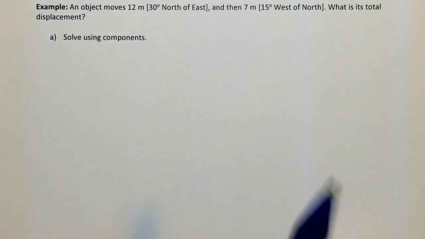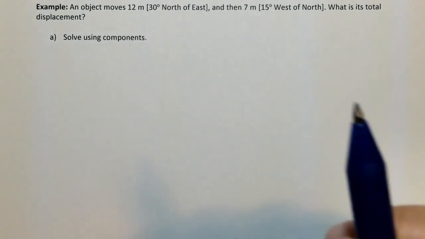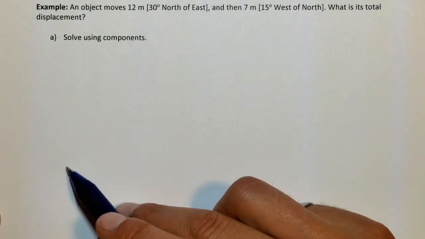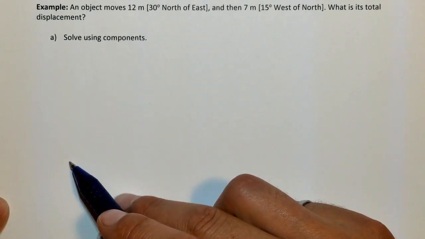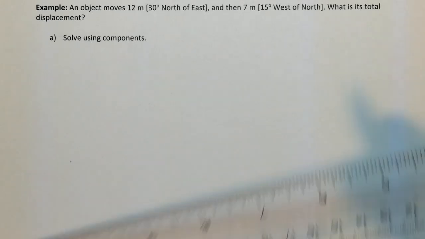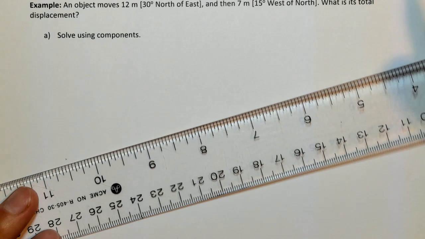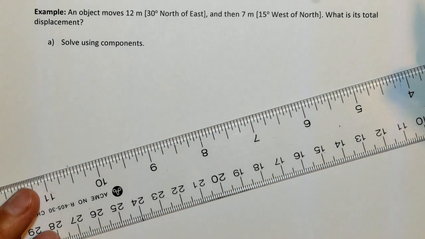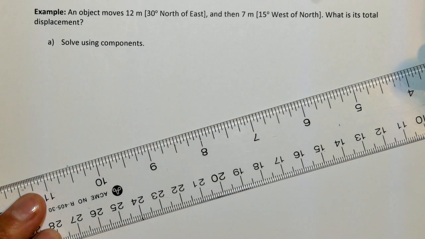So what I'm going to do here is start by drawing a nice big diagram for this guy. Let's start down here. So I'm going to go approximately, let's see, 30 degrees feels like maybe that.